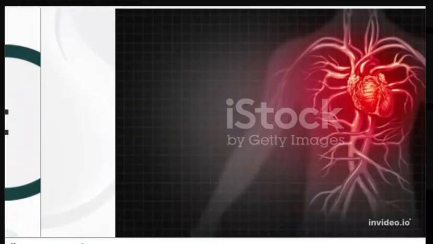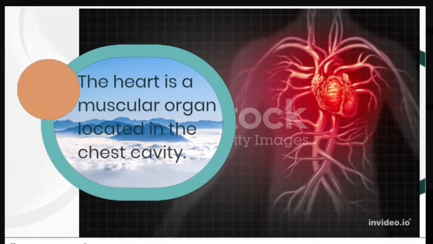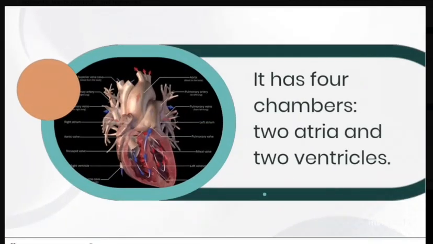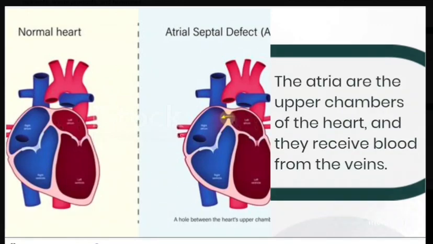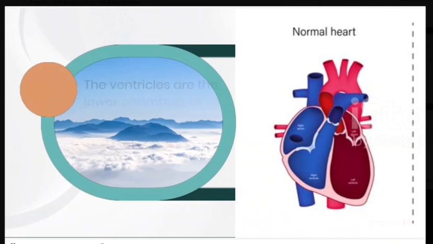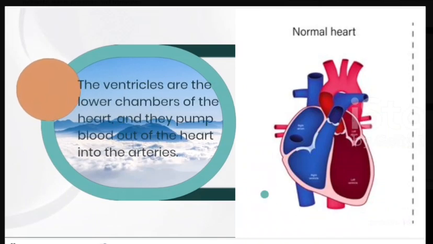The heart is a muscular organ located in the chest cavity. It has 4 chambers, 2 atria and 2 ventricles. The atria are the upper chambers of the heart, and they receive blood from the veins. The ventricles are the lower chambers of the heart, and they pump blood out of the heart into the arteries.